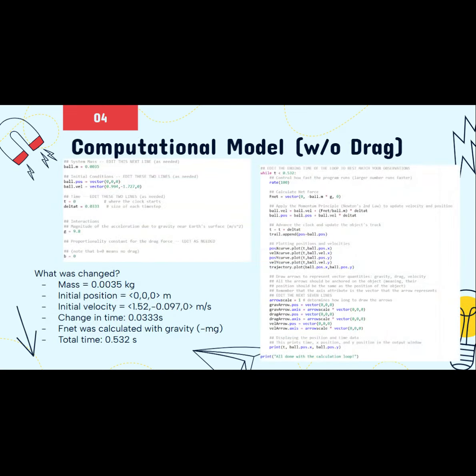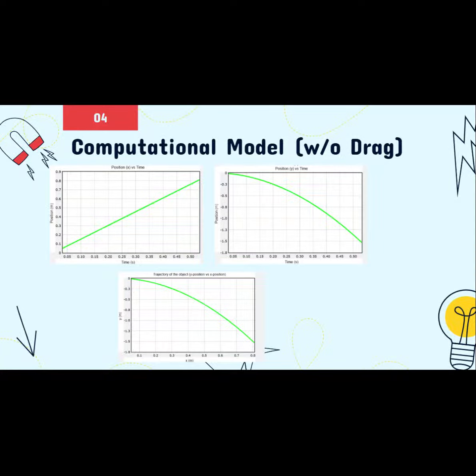The screenshots above show the computational model that solely took gravity into account. The mass of the ball was calculated and recorded as 0.0035 kilograms. The initial conditions for position and velocity found by Tracker were inputted, and delta t was used as 0.0333 seconds because the video was at 30 fps, or 1 frame per 0.0333 seconds. The net force only took gravity into account as shown in the computational model, and the total clip time was 0.532 seconds. So what does it give us? It shows us the position versus time graphs without drag. As you can see, the velocity in the x direction was constant and increasing negatively in the y direction.